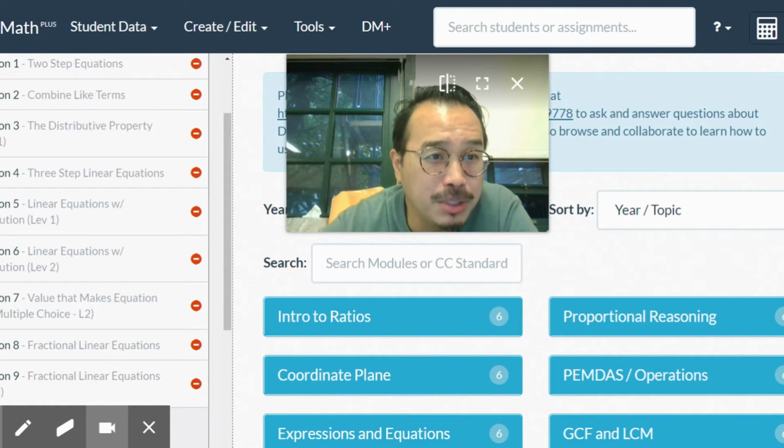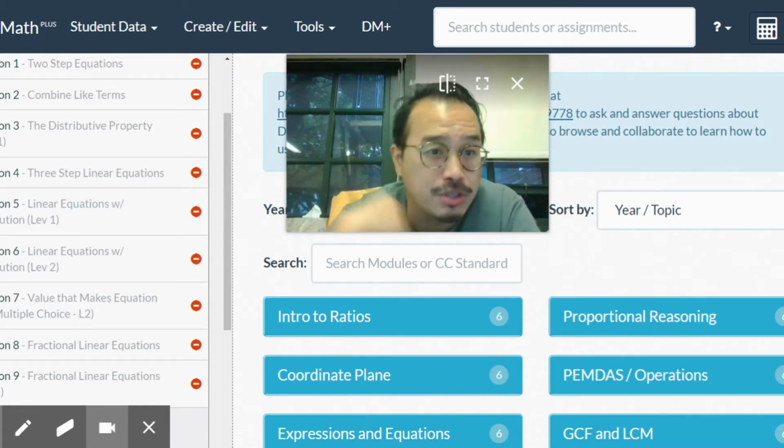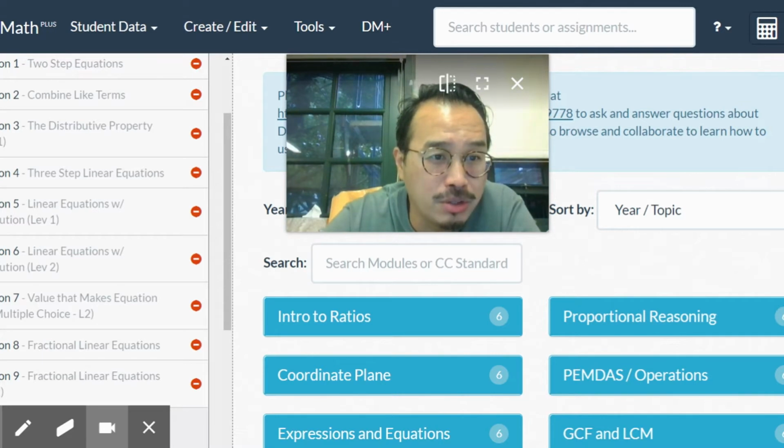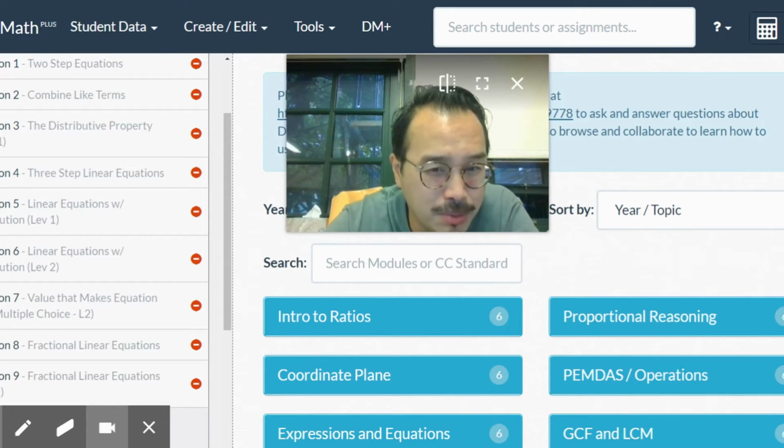Question one is on two-step equations. Question number two is combining like terms. Question number three is on the distributive property. Question four is on equations with variables on both sides. Question five is distributive property and then solving the equation. Question six is distributive property, combine like terms, solving an equation. Question seven is distributing a fraction. Okay, so distributive property with a fraction that solves an equation.